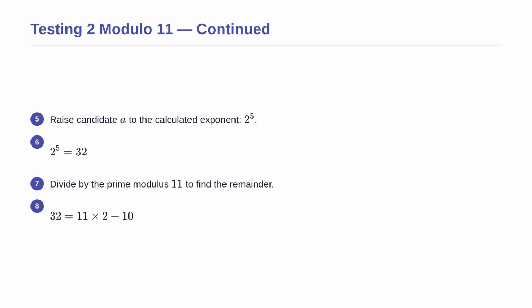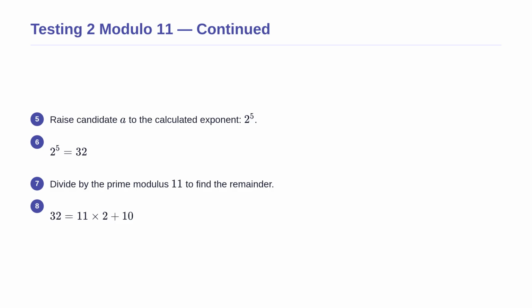With our exponent calculated, we now apply it to our candidate number 2. We multiply 2 by itself 5 times, which gives us a raw value of 32. While this number is easy to calculate, it is currently too large for our modulo 11 system. We must reduce it to find its true modular value.